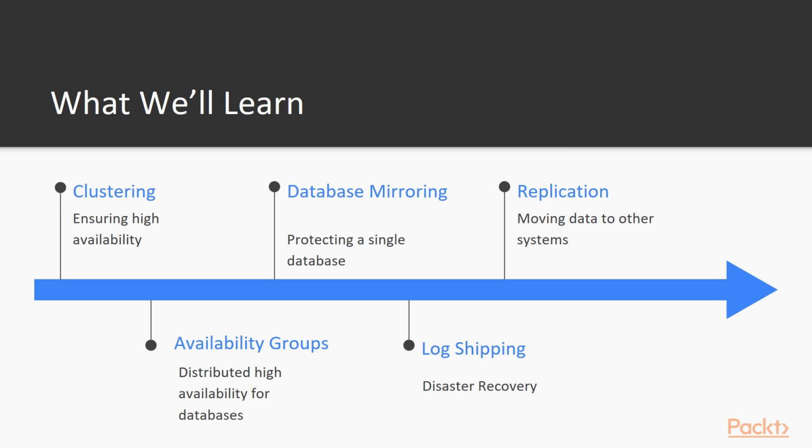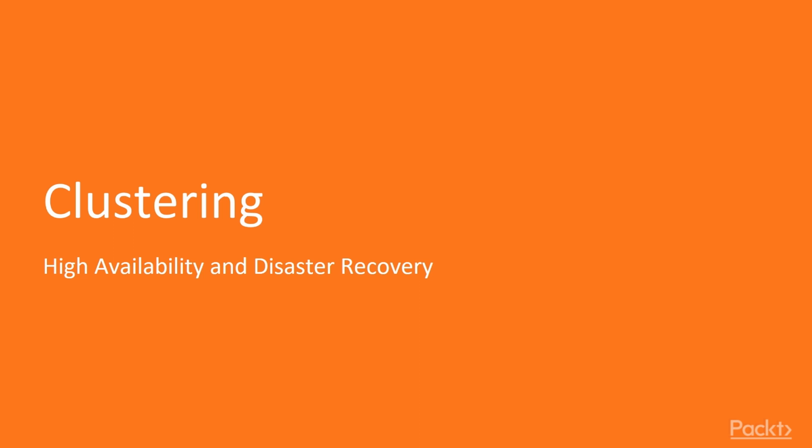This gives us high availability at the database level, but with multiple databases. We'll then step back to database mirroring, which has been around for quite some time and allows us to protect a single database. We'll move on to log shipping, which has been around as long as SQL Server has existed, and this allows us to perform some disaster recovery processes to protect our data. And lastly, we'll look at replication, which is really a data movement technology, but it can be considered a disaster recovery technology as well. This is the High Availability and Disaster Recovery module, and we're talking about clustering.